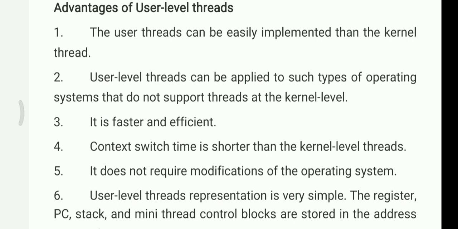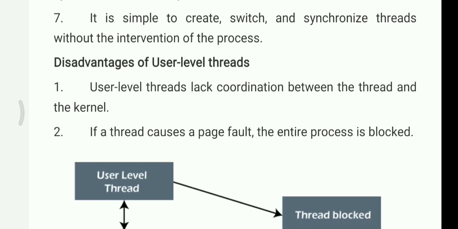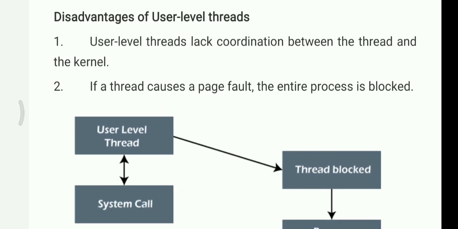User level thread representation is very simple. The register, PC, stack, and mini thread control blocks are stored in the address space. Then disadvantages of user level thread. Here we can see the disadvantages. User level threads lack coordination between the thread and the kernel. If a thread causes a page fault, the entire process is blocked.